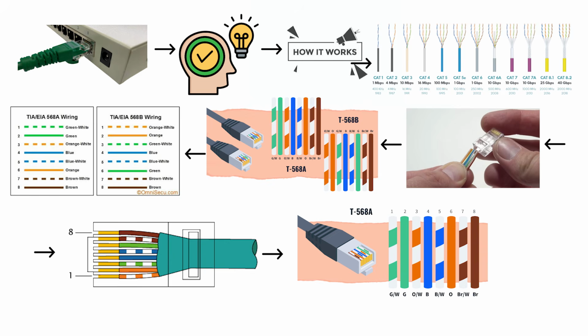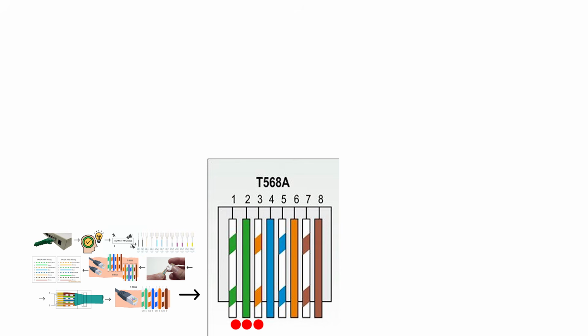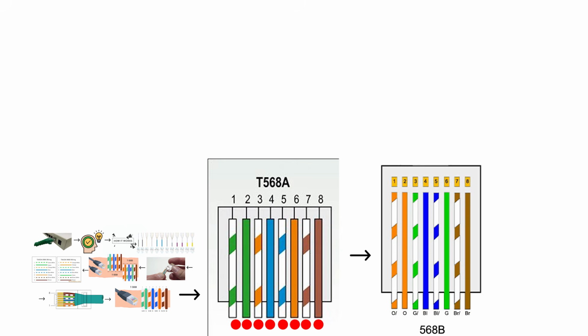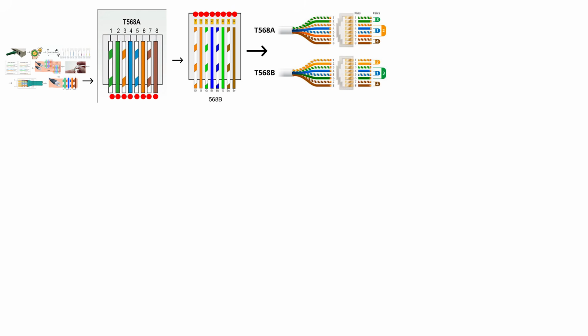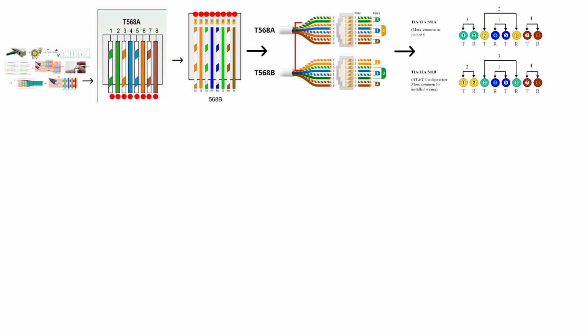The 568A standard arranges the wires in this order: white-green, green, white-orange, blue, white-blue, orange, white-brown, brown. The 568B standard uses this order: white-orange, orange, white-green, blue, white-blue, green, white-brown, brown. Notice that the only difference between these two standards is that the green wires and orange wires are swapped. Both standards work exactly the same way. There's no performance difference whatsoever.